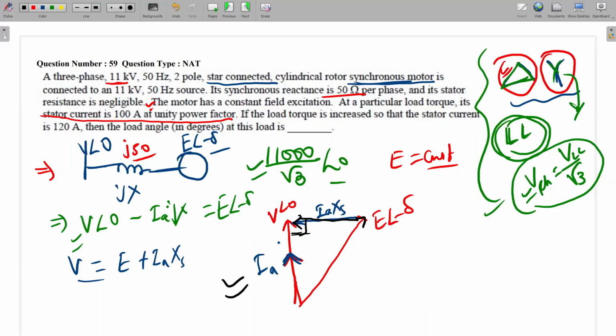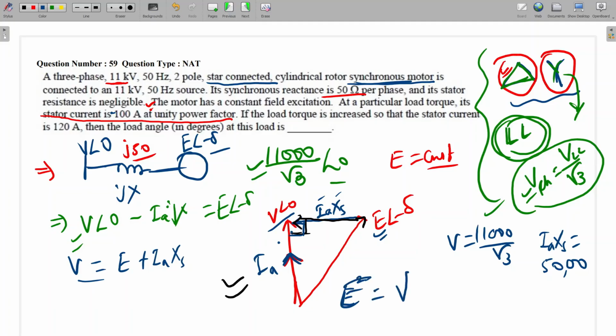Okay. So from this condition, the V value is given, IA value is given, and XS is given. So V is how much? 11,000 by √3. IA in this condition is 100 ampere and XS is 50. So IA XS will be 50 into 100, so it will be 5,000. So this E value we can calculate from this right angle triangle. E will be equal to under root V square plus IA XS square. So this will be the value of E. Is it clear?